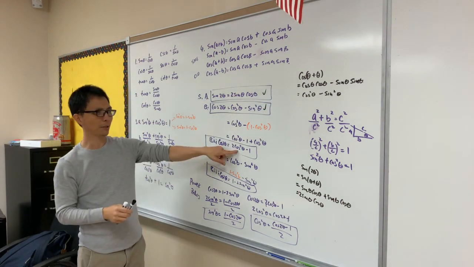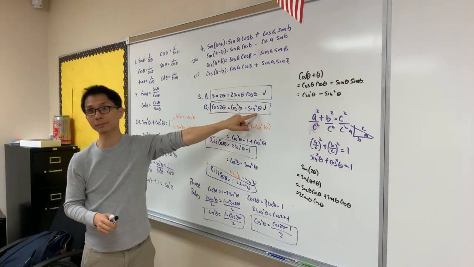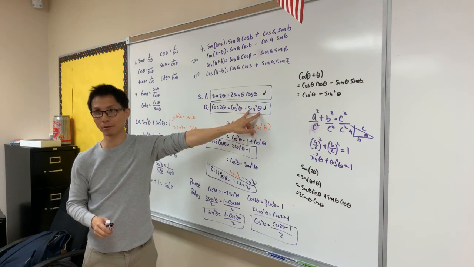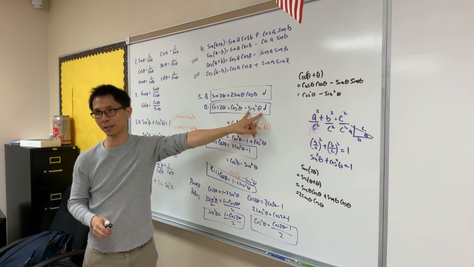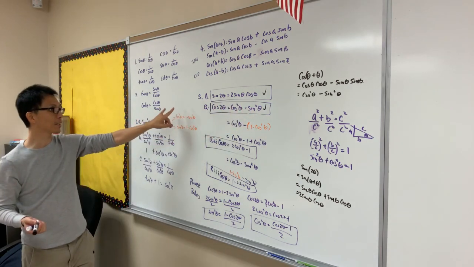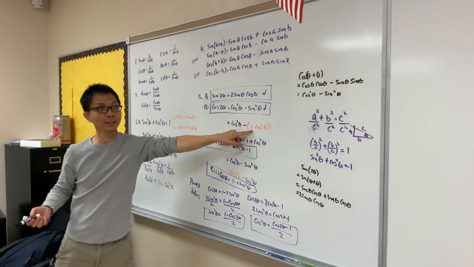Now, how about this one? How do I get this one? I'm going to take this function, right? I'm going to replace the sine squared theta with something else. What do I mean by replacing? I don't like sine squared theta. I want it in terms of cosine. So what do I do if I want it in terms of cosine? I can take this function right here. Can I substitute it? I even color-coded it for you.